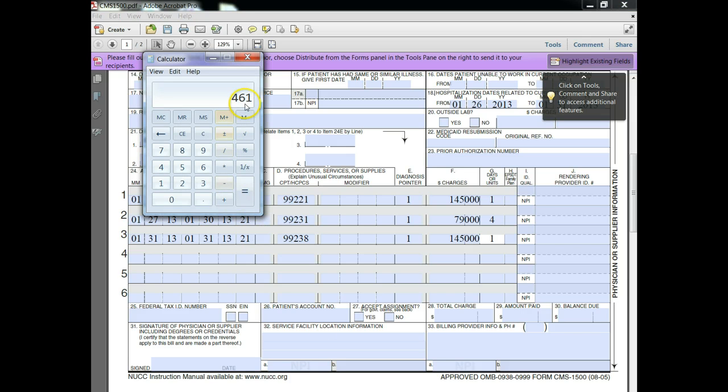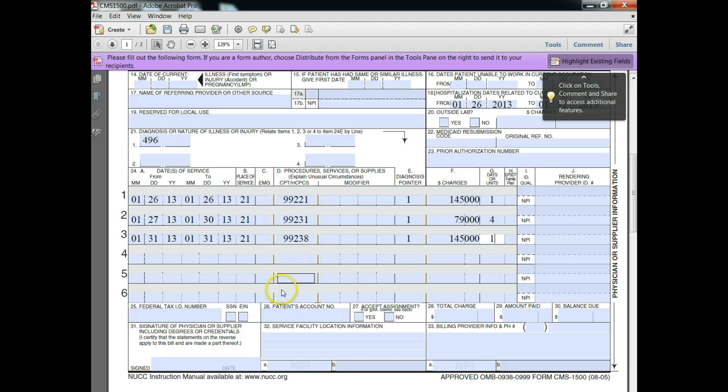We add 461 plus 145, and we get 606. So let's put 606 in the total charge column. 606. Getting carried away there. So it's $606. Mr. Rand didn't pay us anything, so the balance due is going to be 606.